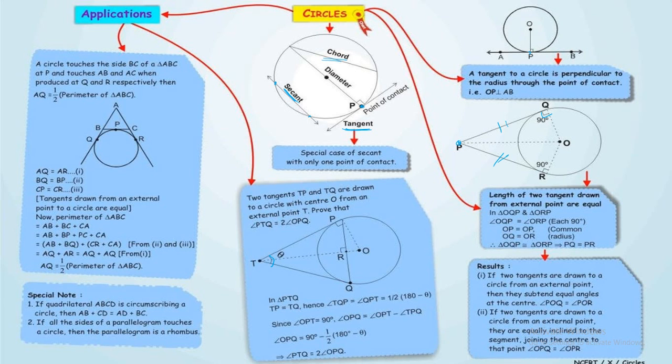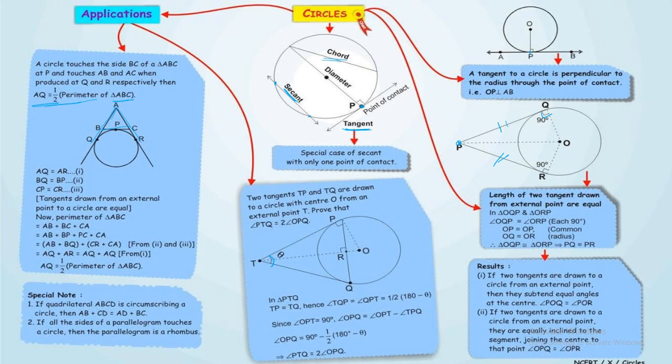One more result that we can remember here is AQ is equal to half of the perimeter of triangle ABC. If we have 2 tangents drawn and one more tangent is drawn such that it cuts the remaining 2 tangents, then one triangle is formed here. The perimeter of that triangle ABC is equal to 2 times, so we can simply say, the sum of these 2 tangents. Using this concept, we can solve some of the problems.